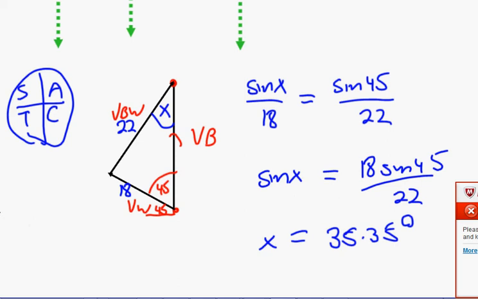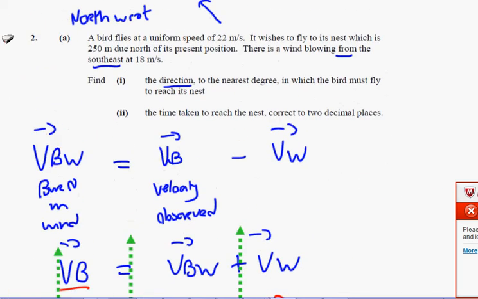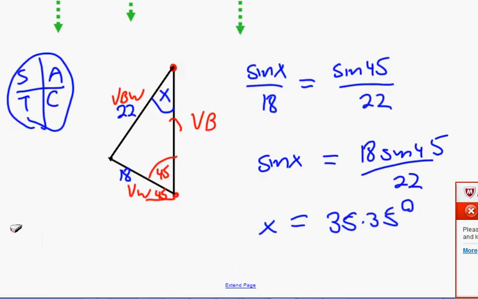Okay, now we know this. To the nearest degree, okay? So we know that this here is 35.35. Now what does that make the last angle? What does that make this angle here? 35.35 plus 45, take away from 180. Anybody gonna tell me?